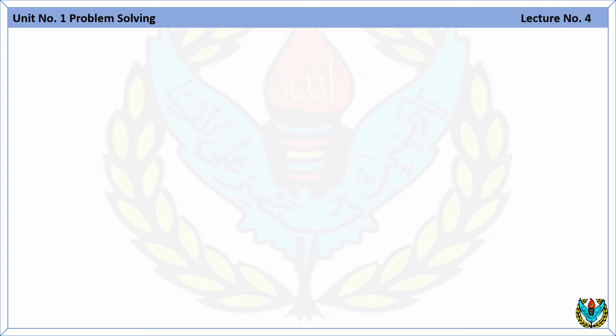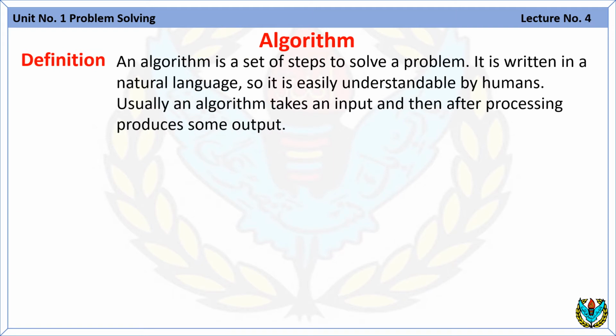Students, after learning about flowchart, we will learn about algorithm. So before writing the program code, we write the solution of a program in technical way. An algorithm is a set of steps to solve a problem. It is written in a natural language, so it is easily understandable by humans. Usually, an algorithm takes an input and then after processing produces some output.